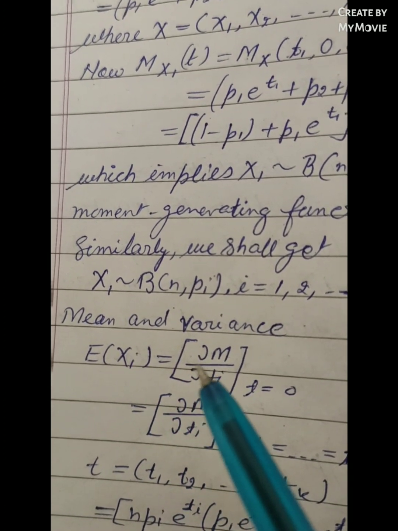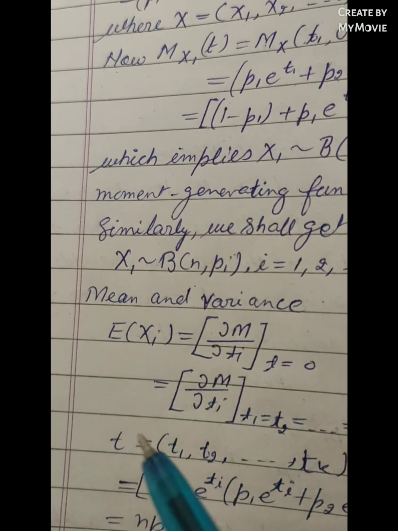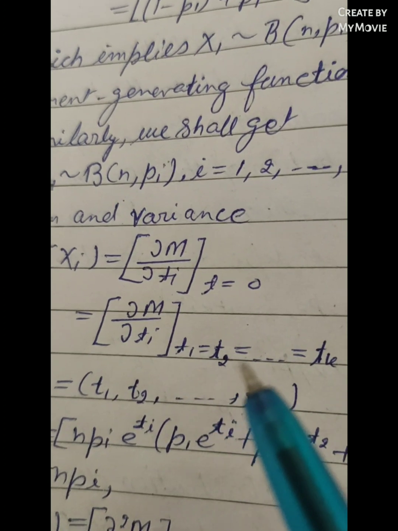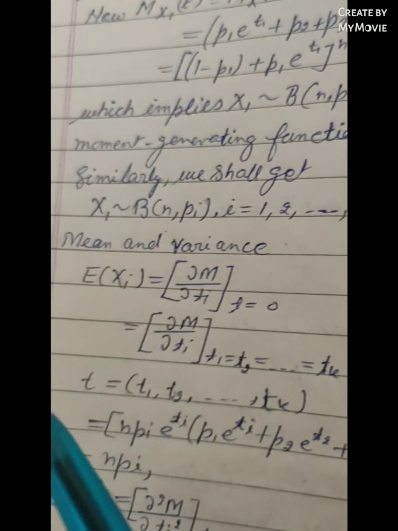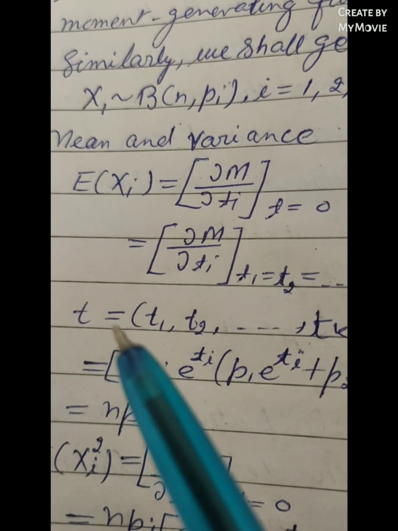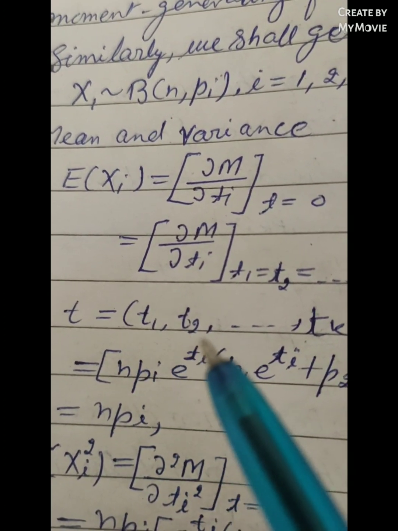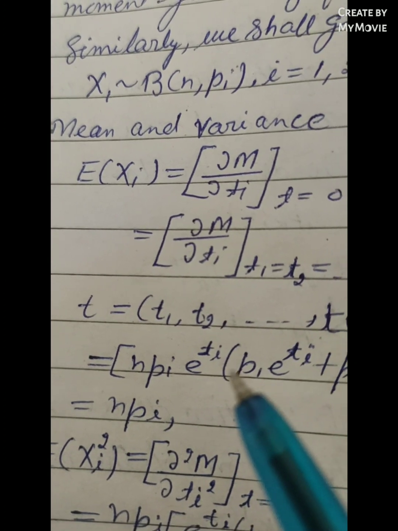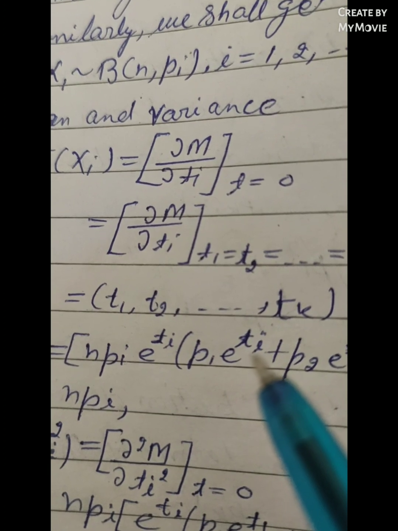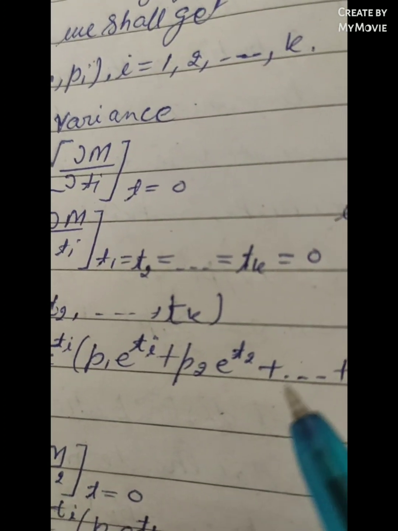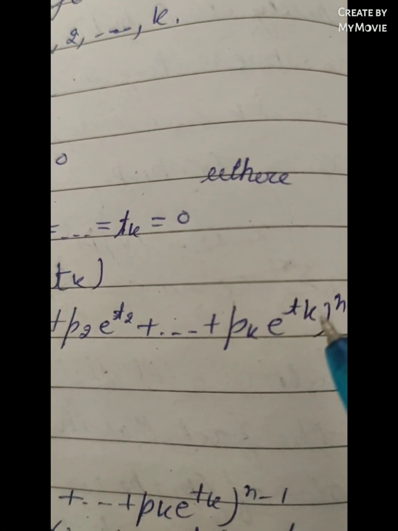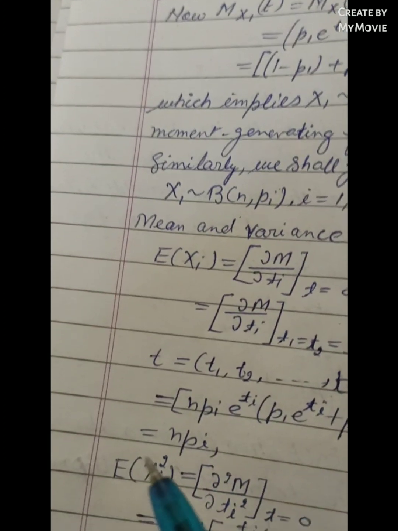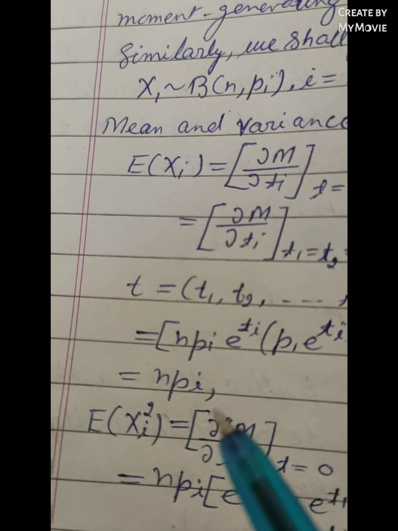Mean and variance. E(Xi) is equal to [del M upon del ti] at t equal to 0, which is equal to [del M upon del ti] at t1 equal to t2 and so on tk equal to 0, here t is equal to (t1, t2, ..., tk), which is equal to [n pi e raised to power ti (p1 e raised to power t1 plus p2 e raised to power t2 plus so on pk e raised to power tk) whole raised to power n minus 1] at t equal to 0, which equals n pi.